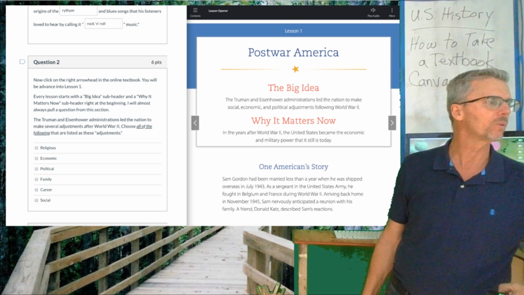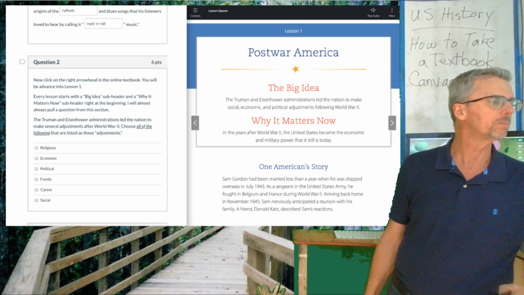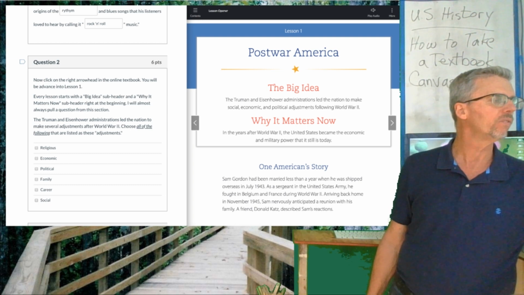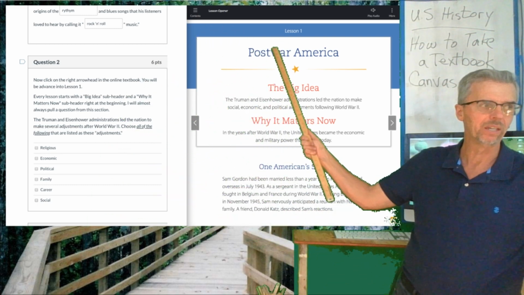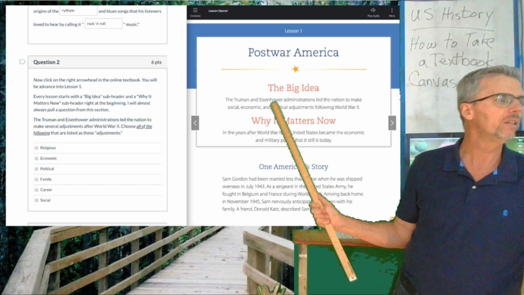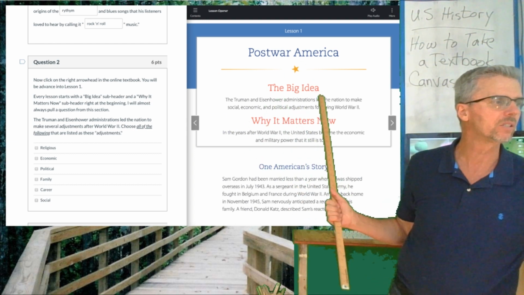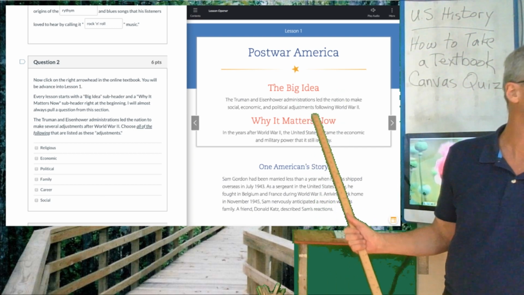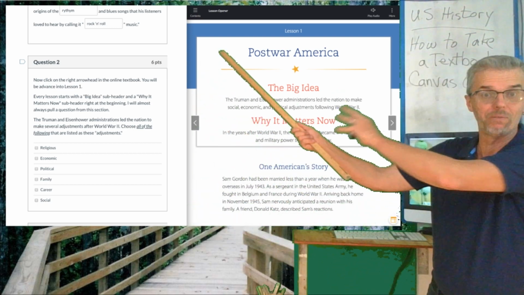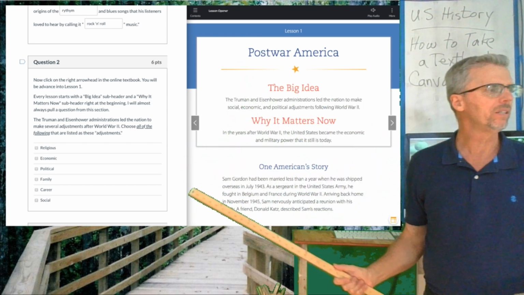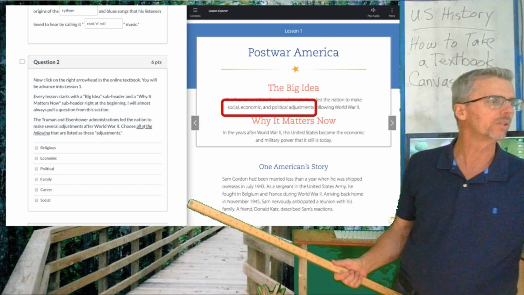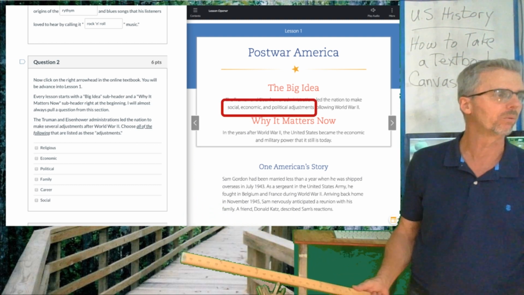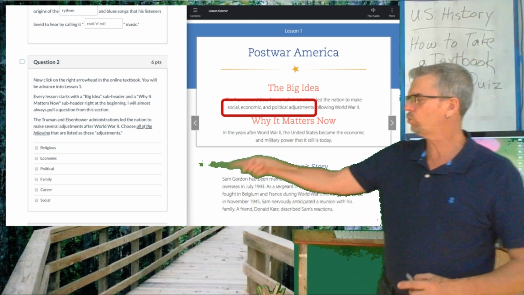It says, the Truman and Eisenhower administrations led the nation to make several adjustments after World War II. Choose all of the following that are listed as these adjustments. Here's the big idea, and here's why it matters now. In the years after World War II, the United States became the economic and military power that it is still today. Nope, wasn't in that sentence. I should have looked at the big idea one. And the big idea says, the Truman and Eisenhower administrations led the nation to make social, economic, and political adjustments following World War II. Aha, there's the adjustments.